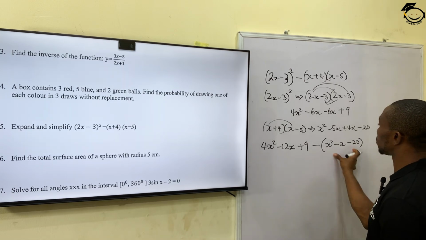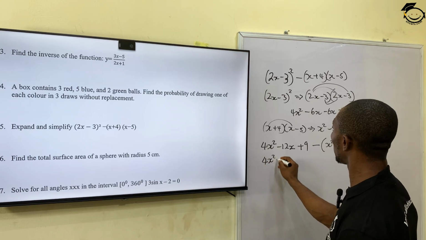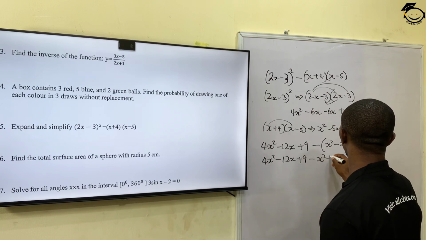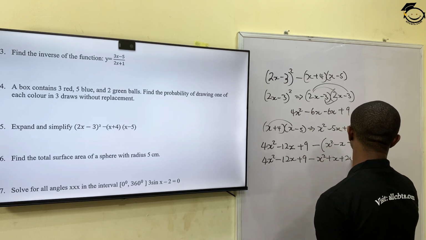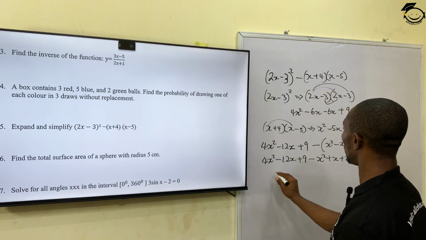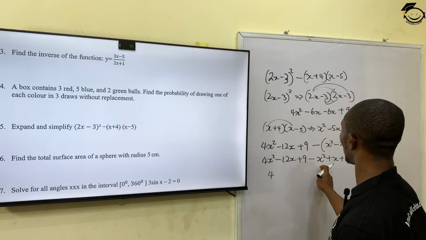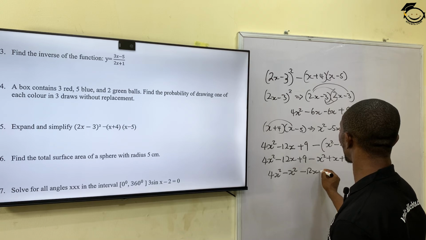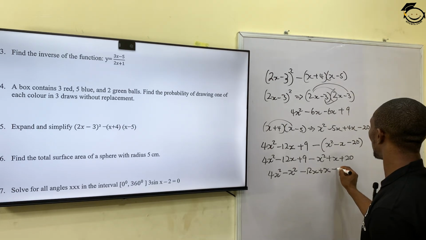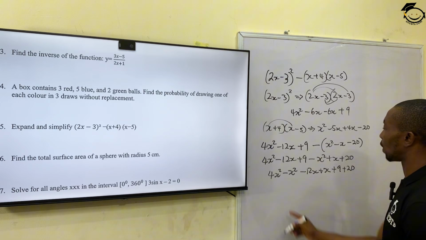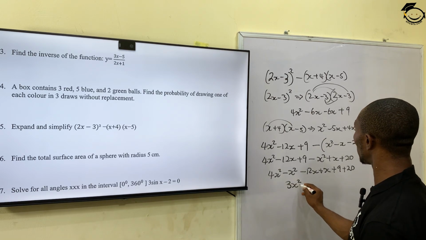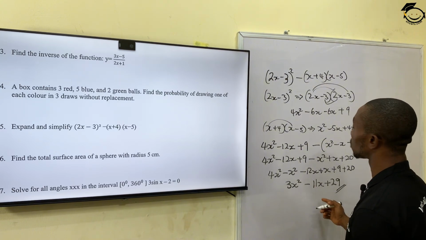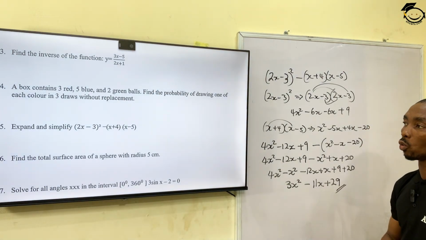Now, opening up this bracket, we have 4x squared minus 12x plus 9 minus x squared plus x plus 20. Collecting our like terms, this gives us 4x squared minus x squared, minus 12x plus x, and plus 9 plus 20. This gives us 3x squared minus 11x plus 29. So this will be the answer to our question.